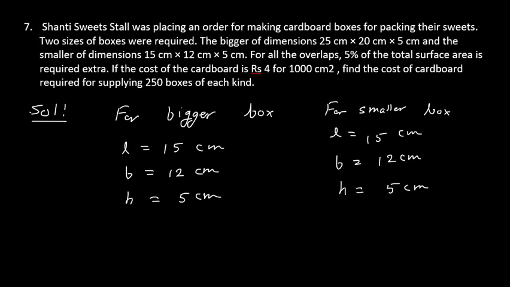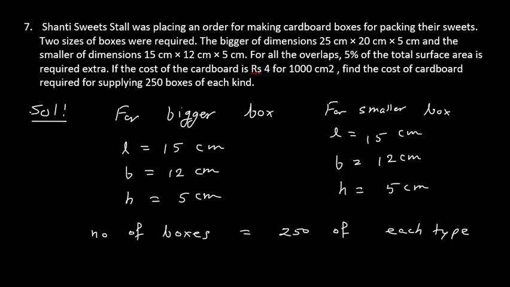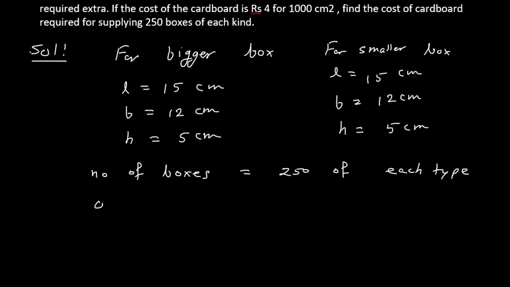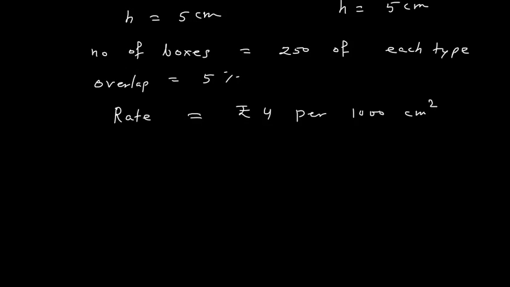Number of boxes is 250 of each type. Now overlap is given. Overlap, it is 5%. And rate is given. Rate is rupees 4 per 1000 centimeter square. Okay. So here first I will say surface area.